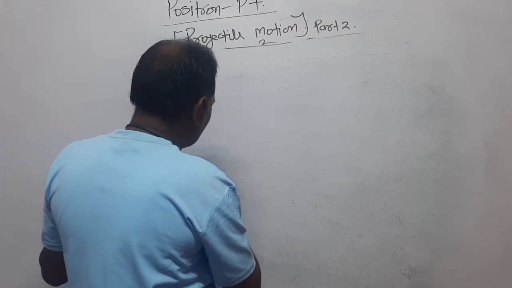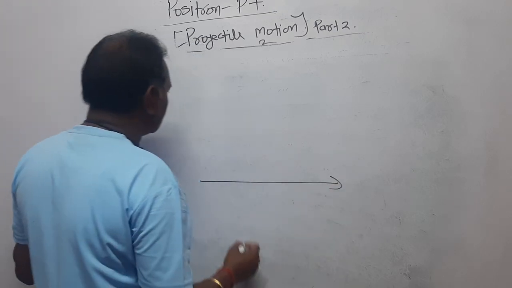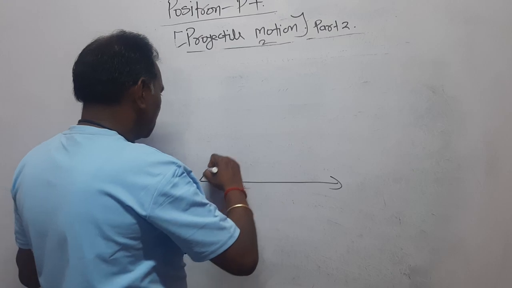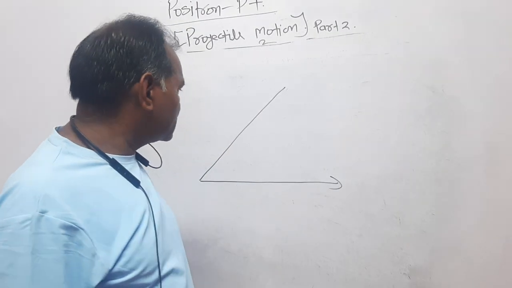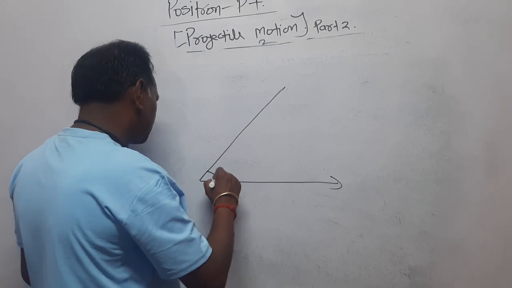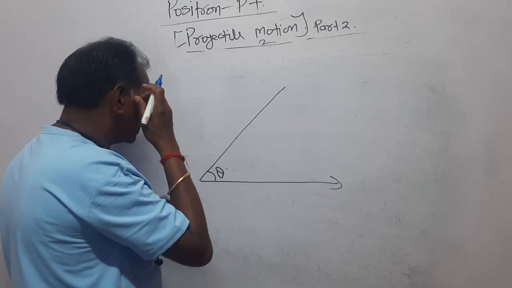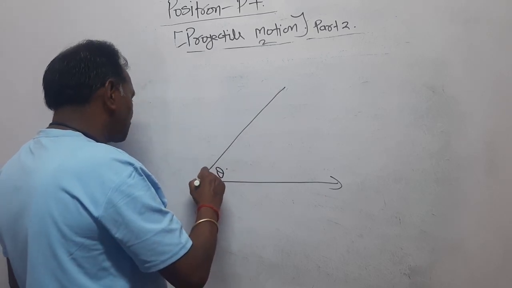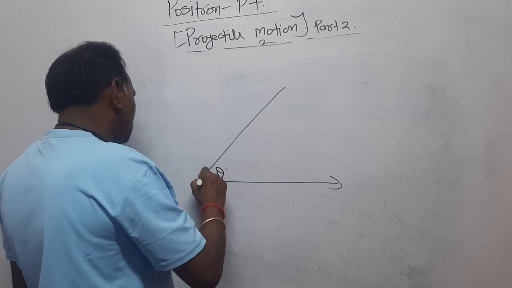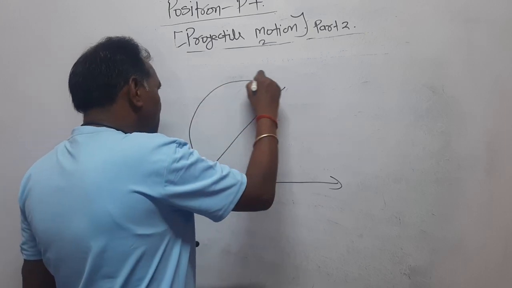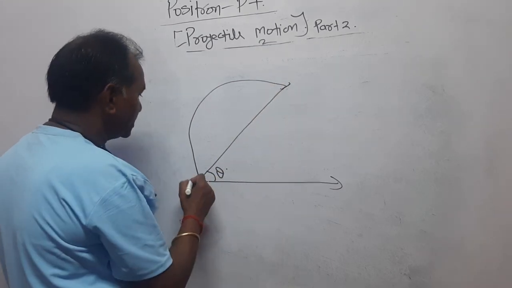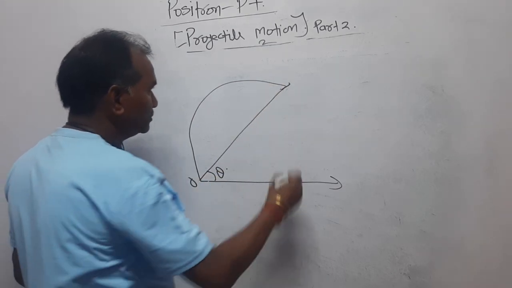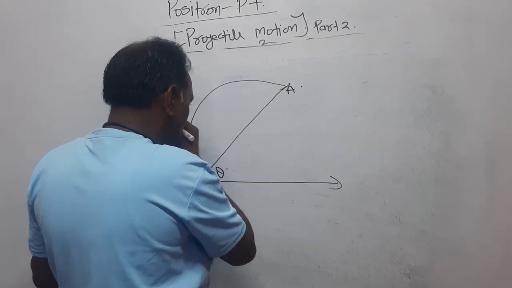Let a projectile be like this. It is an inclined plane, right? This plane is inclined at an angle theta. And a body is projected from here in this way and comes to here, right? It lands here. Let the point of projection be A.